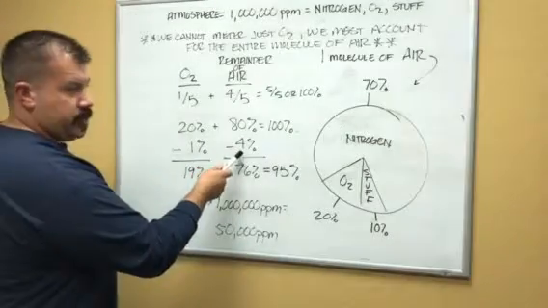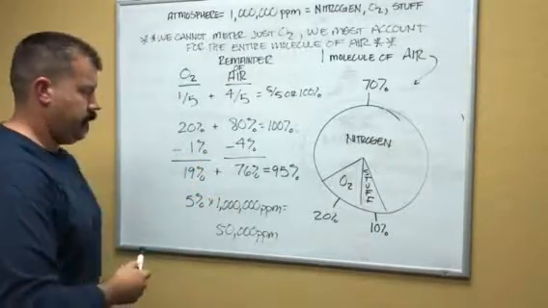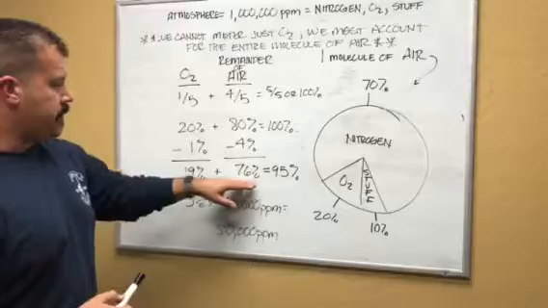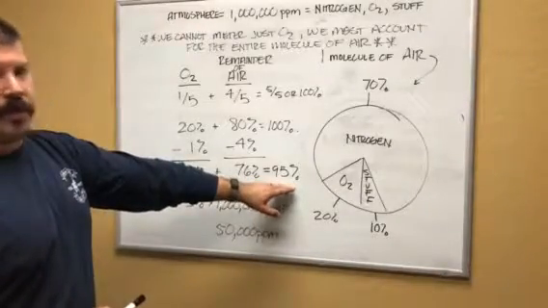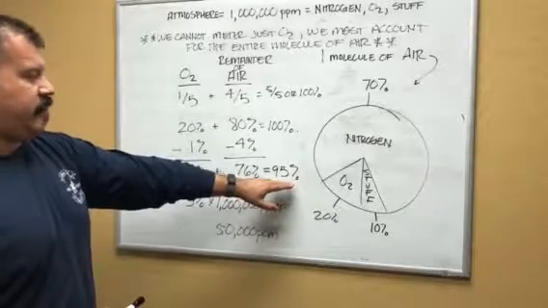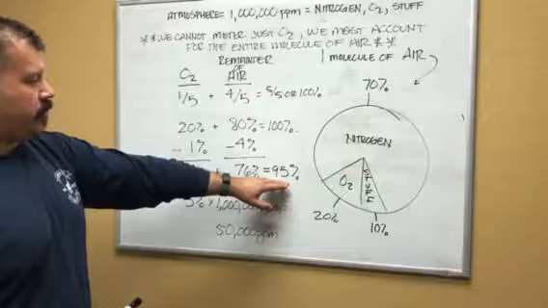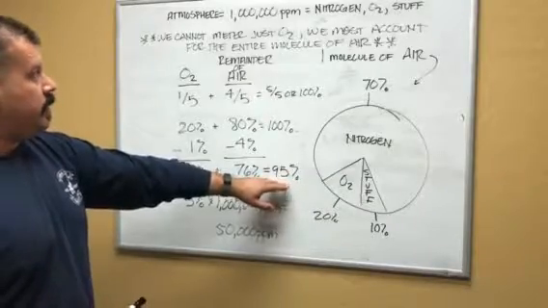So we're going to minus 4% from 80%, and that's going to leave us 76%. We add these two numbers together, and now we don't get 100%. We're only at 95%. We have 5% missing.